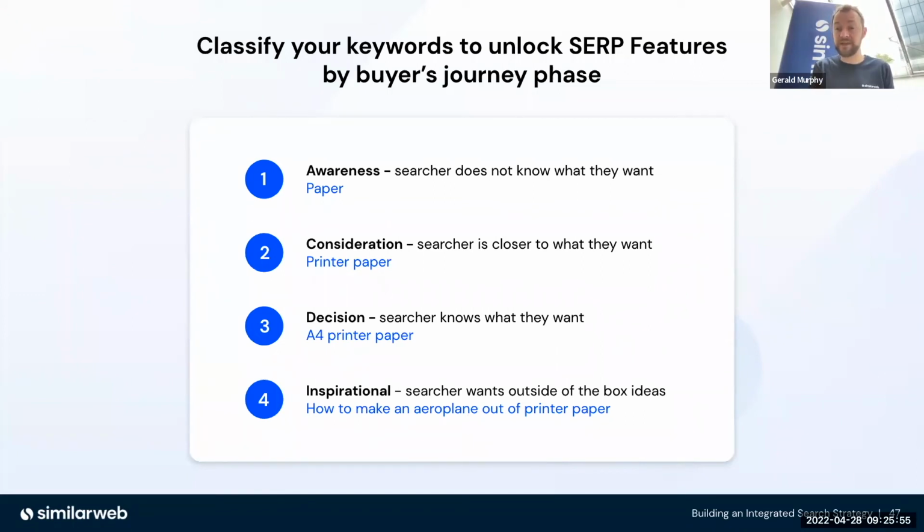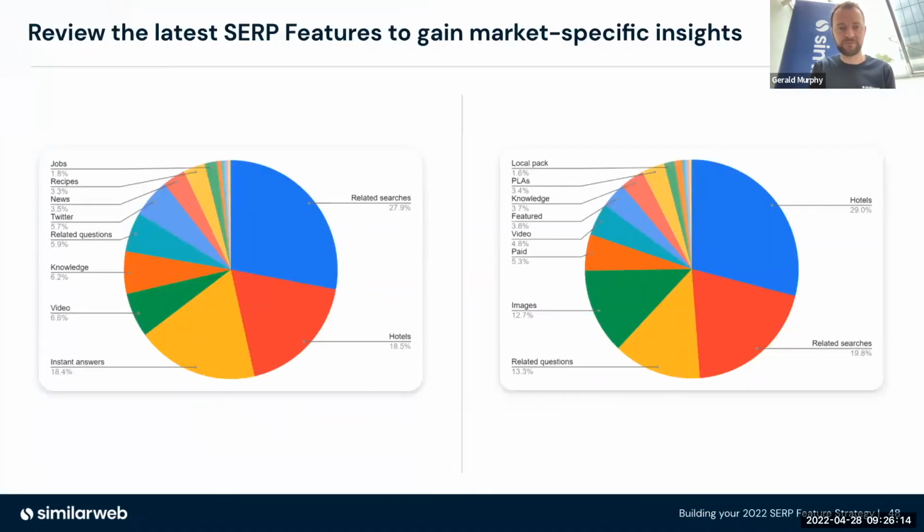There may be some instances in some industries where one keyword can go into multiple categories, but essentially what you can start to unlock here is, what are the most prominent SERP features for my awareness keywords? What are the most prominent SERP features for my decision keywords? And that can really help you as a brand to better understand and tighten up your own strategy.